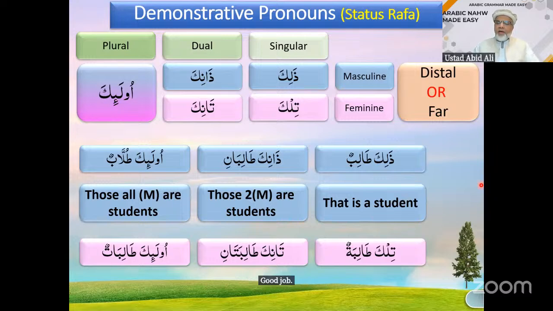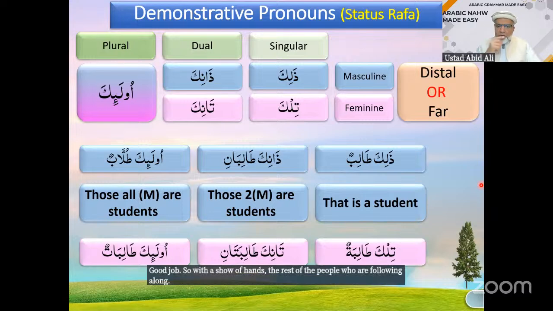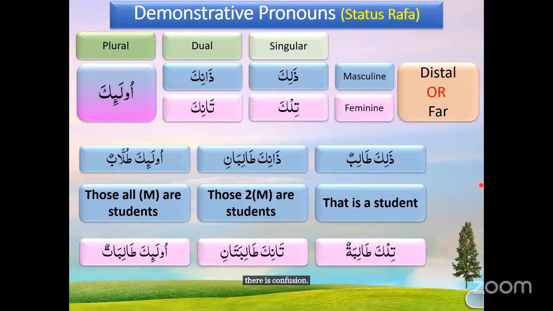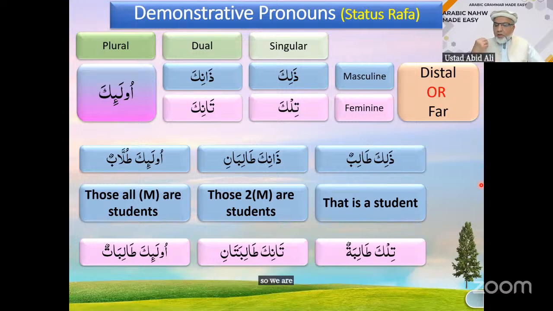So with a show of hands, the rest of the people who are following along, are they clear now about how these details are understood? Okay. And did you also notice that, even though it's right in your face and you're listening to me so many times, there is still confusion? So what do we need to do to fix that? Are we paying attention? Do we need to read more?